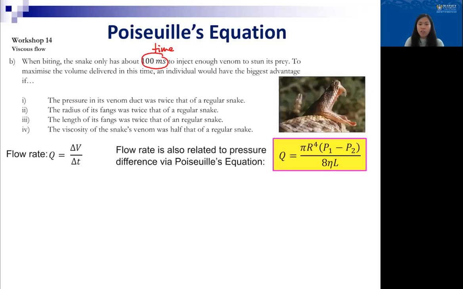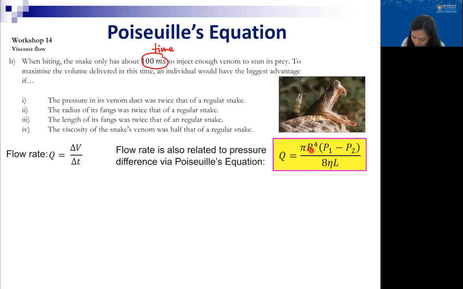because Poiseuille's equation relates the effect of different variables to the amount of venom injected. Yeah, so the amount of venom injected comes into the flow rate. Flow rate is defined by the volume of venom injected over that 100 milliseconds. And for a viscous fluid, the flow rate is affected by different variables given by Poiseuille's equation. So you're right, Hannah, we should look at Poiseuille's equation.